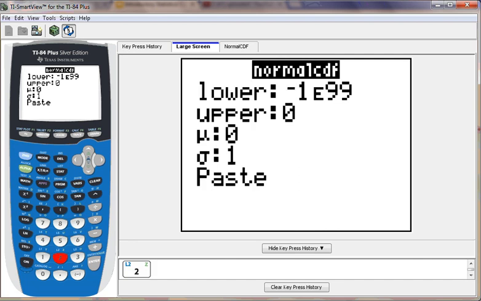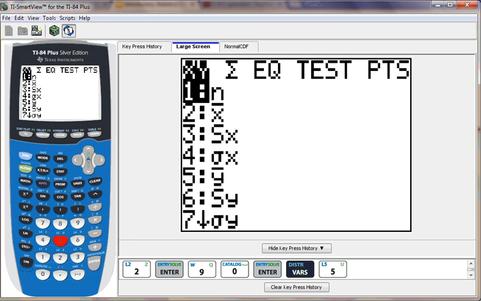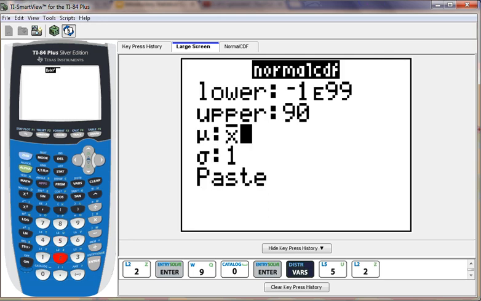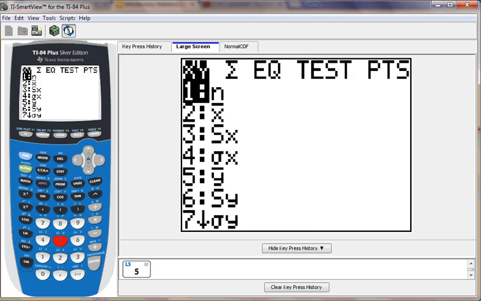We're going to look at the lower number, which is essentially negative infinity, so we use negative E99, which means times 10 to the 99th. And for my upper limit, I'm going to refer to John Adams in this particular example. John Adams died when he was 90 years old, so I'm going to use that as the upper limit. For my mean, I'm going to use the mean that we get from the numbers that we just used. So I'm just going to set mu equal to x bar, and to find that I did vars, and then chose number 5 for statistics, and put in x bar.